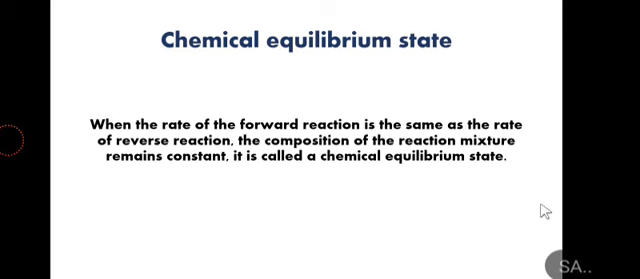The speed initially changes for the reactants to react and the products to form, and then, when the reactants are recovered from the products, the speed is changing, but a time will be reached when the rate, that is the speed or velocity of the reaction, will be uniform. So the composition of the reaction mixture remains constant, and it is called a chemical equilibrium state.